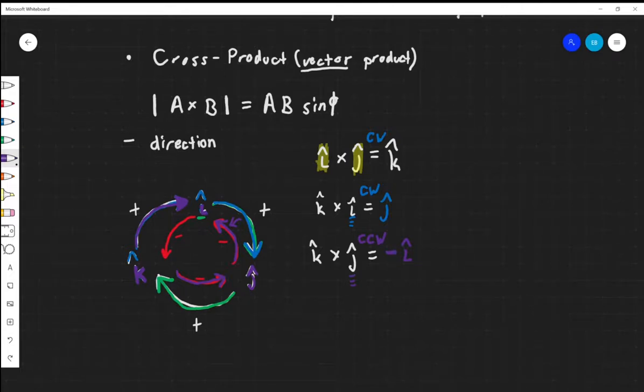Let's do one last example: I hat cross K hat. So I start at the I. There's my I hat. If I follow the outer circle, going clockwise, that would lead me to J hat. I don't want to be led to J hat. I want to be led to K hat. So I have to follow the inner circle, which goes counterclockwise. That gets me to K hat next. And then I keep following that, and that gets me to the final answer of J hat. So this is J hat, and since I went counterclockwise here, that's going to be a negative.